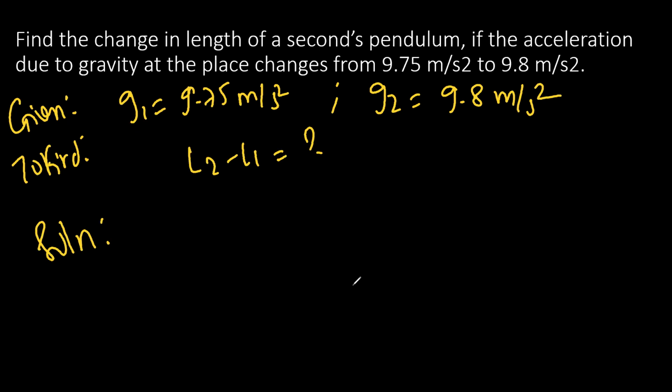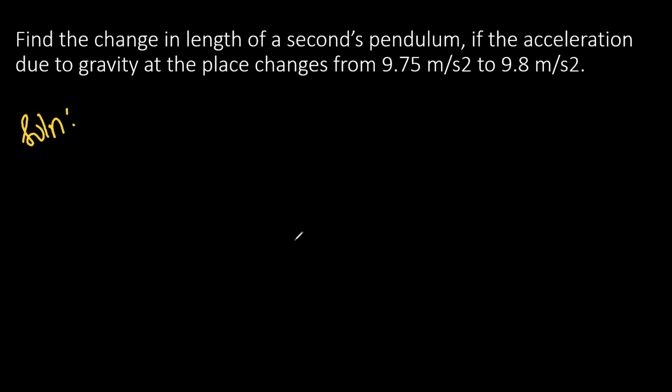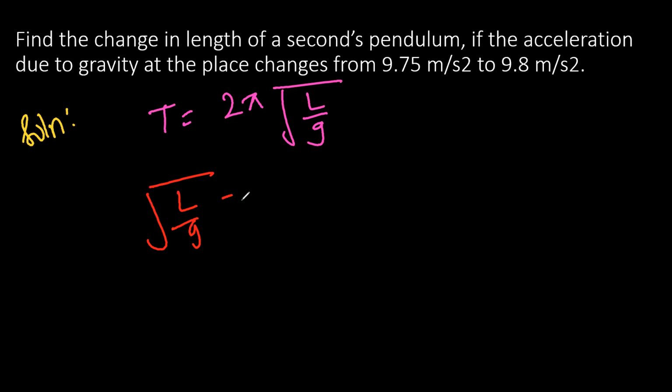The solution: we know the formula. The formula is T is equal to 2 pi square root of L by G. Both are second pendulums, meaning it's 2 seconds only. So T is constant. This parameter is constant, so we can say that square root of L by G is equal to a constant, since 2 pi is also a constant.